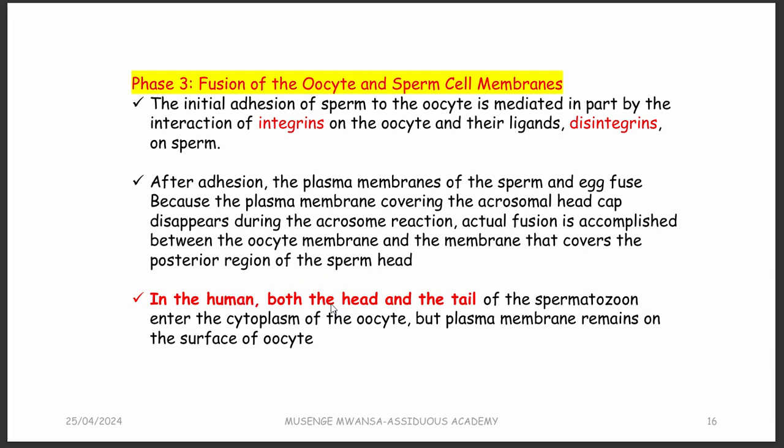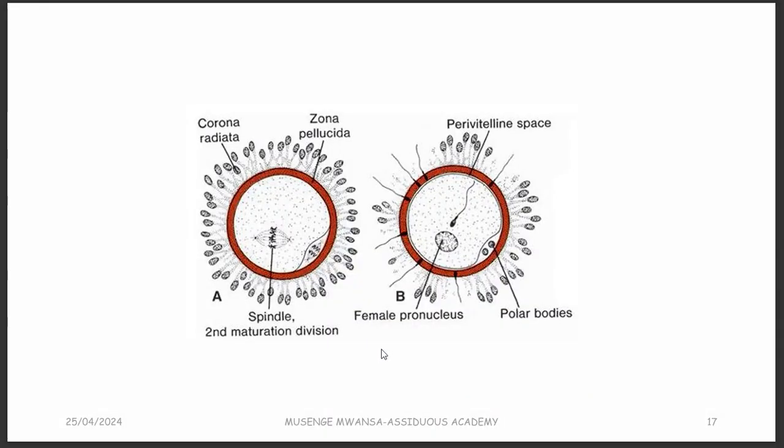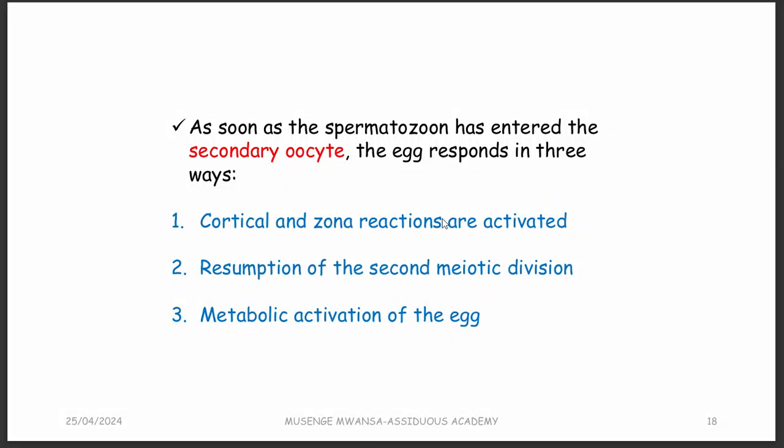So in human, take note that the entire head and the tail of the sperm is going to enter into the cytoplasm of the oocyte, but the plasma membrane is going to remain on the surface of the oocyte. The head and the tail enter, the plasma membrane remains outside. You can see the sperm with the head has entered. And so inside the oocyte, you can see we have what we call the female pronucleus, and we're also going to have what we call the male pronucleus.